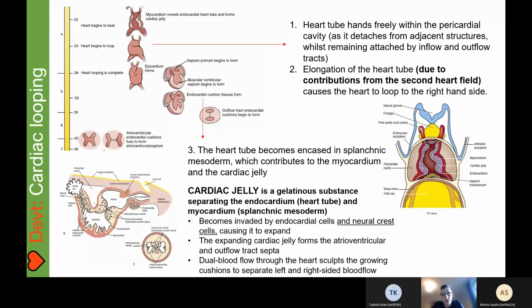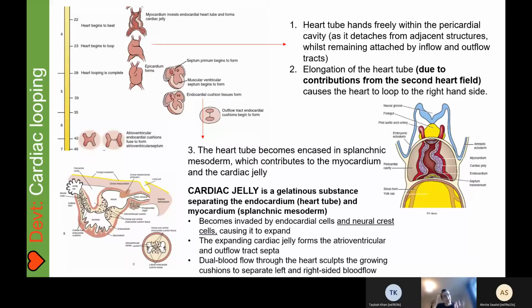So you've got this heart tube and it begins to loop towards the right-hand side. It's interesting to think about what tissues are contained within this heart tube. On the very outside, it gets encased in mesoderm, a different type of mesoderm. This is the splanchnic mesoderm that lines the visceral organs. And the splanchnic mesoderm also contributes to this interesting structure called the cardiac jelly.